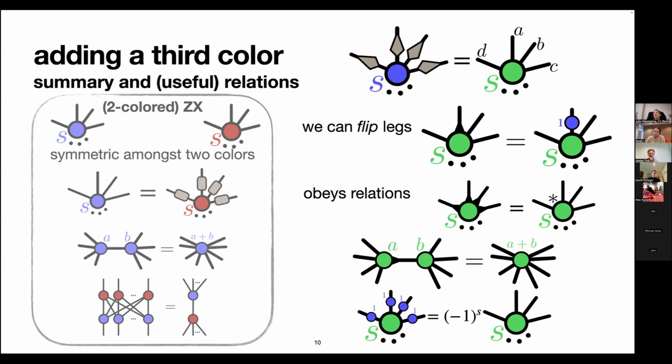But what you should remember is that with this new Y spider, we can flip legs. And it turns out that it's the same as spawning a Z bubble, a Pauli Z matrix, out of this leg. So the first identity holds. And if we flip all the legs, it's the same as complex conjugating the tensor itself. There's also this fusion relation that I just mentioned.